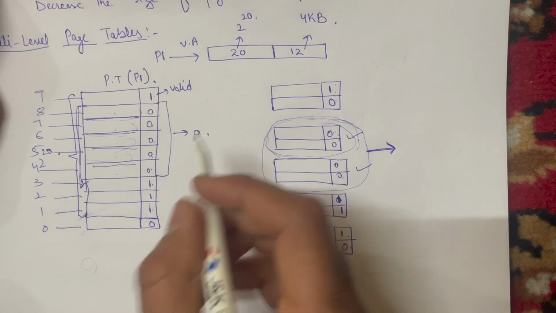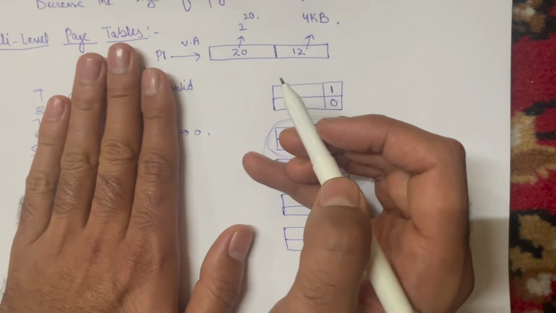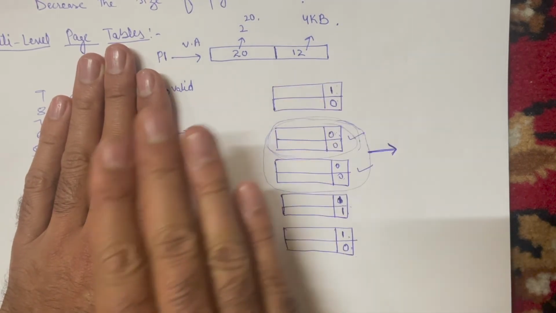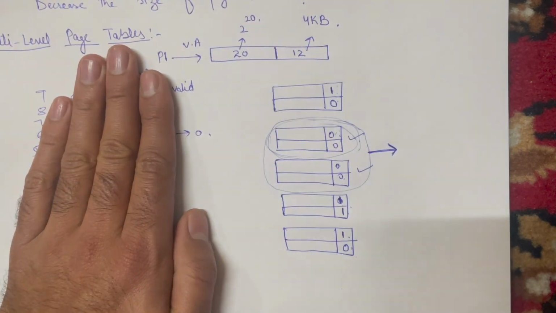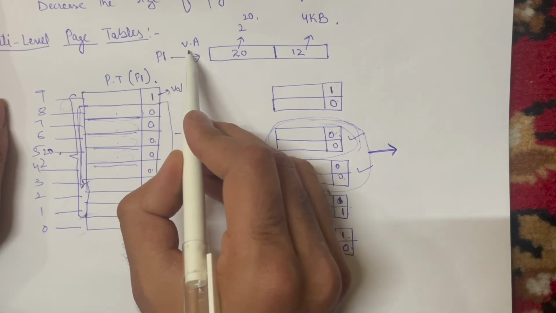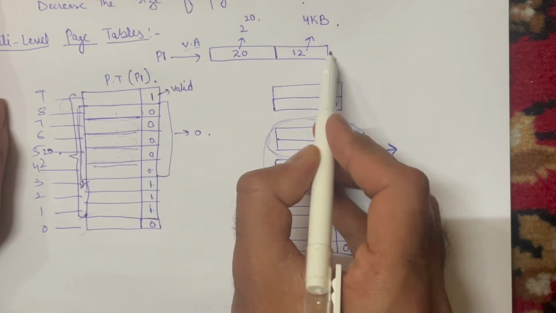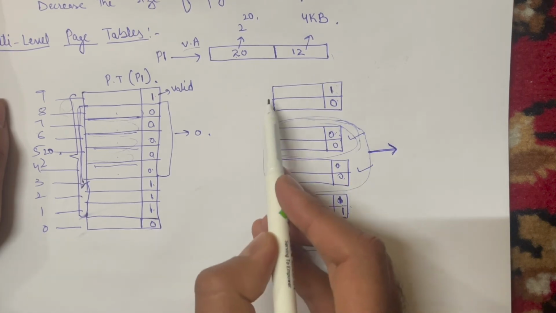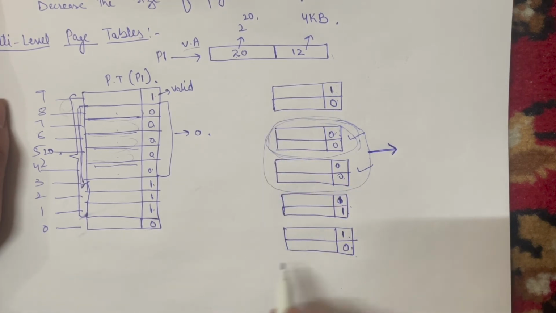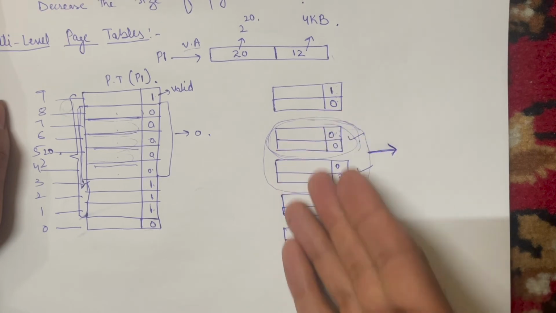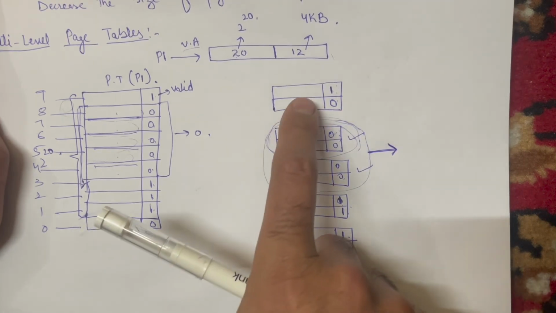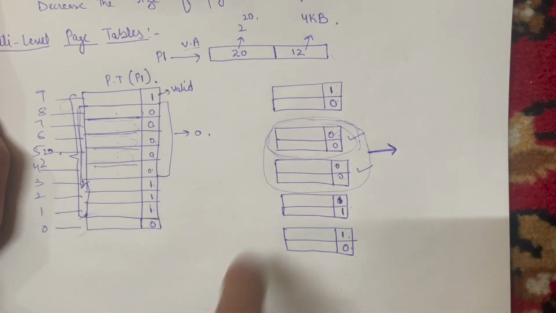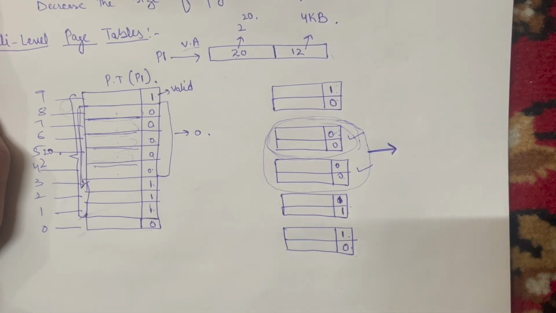Okay, but now I am not using this as a single page table, I am using these sub page tables. Now if my virtual address is like this, it has 20 bits and 12 bits, how will I determine which sub page I have to access? Because there are multiple sub page tables. Which sub page table to access?